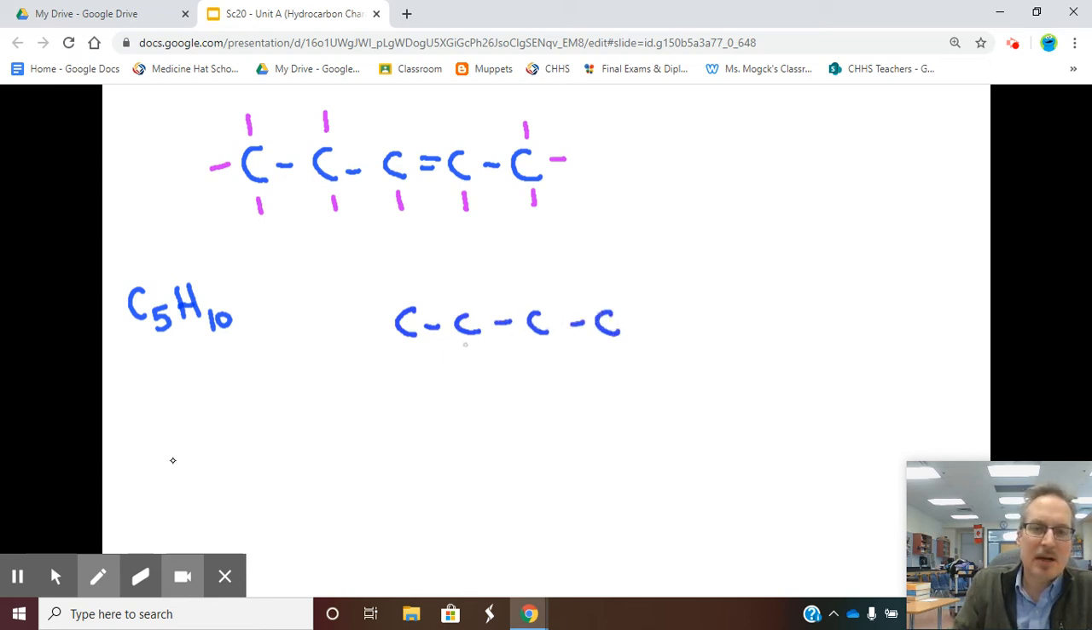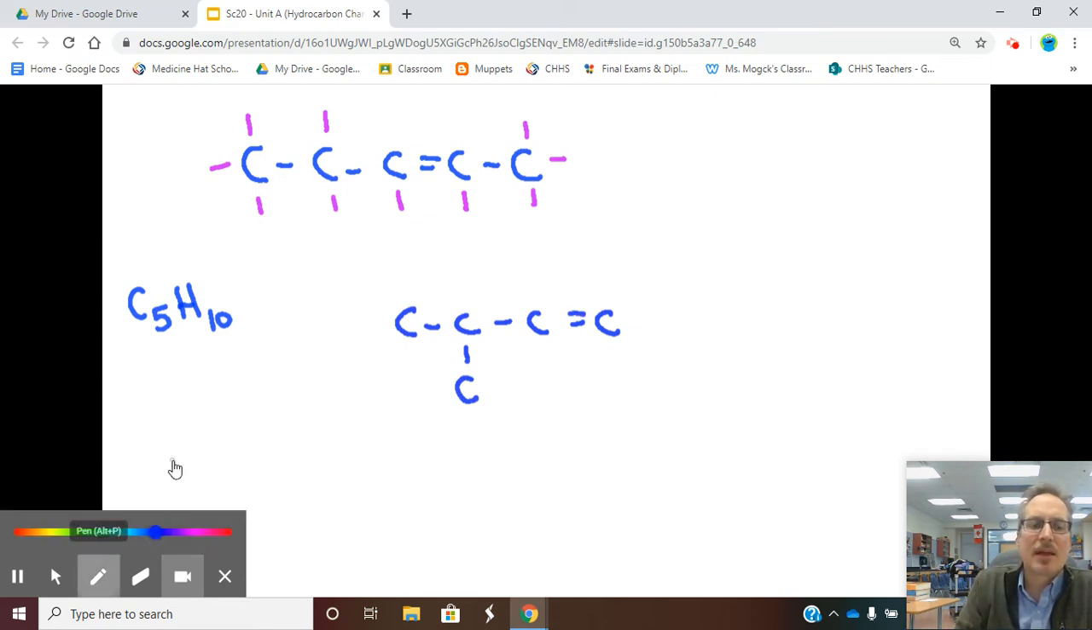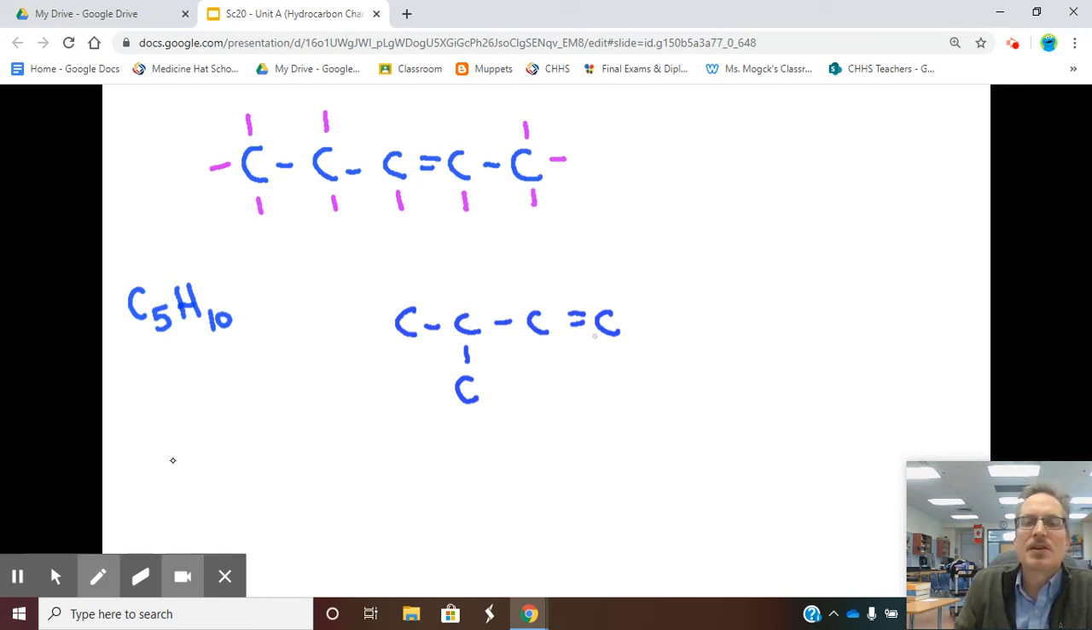So 1, 2, 3, 4. I'm going to put my little branch there and I'm going to put a double bond back on this thing. Again, when I go to look at this, it's still 1, 2, 3, 4, 5 carbons. So let's put my hydrogens on. Well, this guy's made two bonds, so he only gets two more. So that's 1, 2. This guy's made three bonds, so he only gets one. So 3, three bonds, 4, 5, 6, 7, 8, 9, 10. So again, twice as many in a double bond. We will be looking at less hydrogens by two.